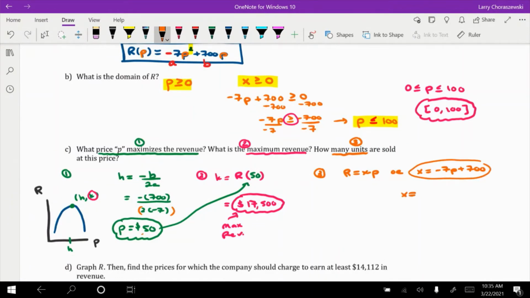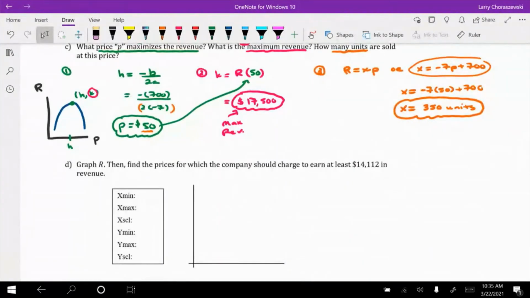Now keep in mind that $50 is what we should be charging. So it's negative 7 times 50 plus 700. And the number of units you can expect to sell to get this maximum revenue when the price is 50 is 350 units. All right, is this all making sense? Dollars and cents?